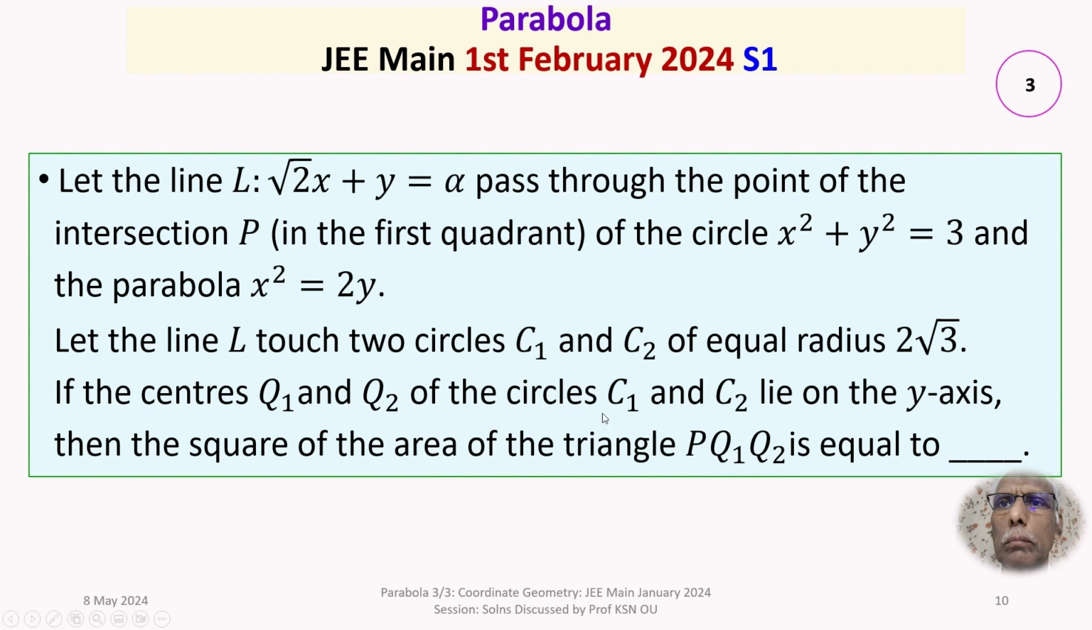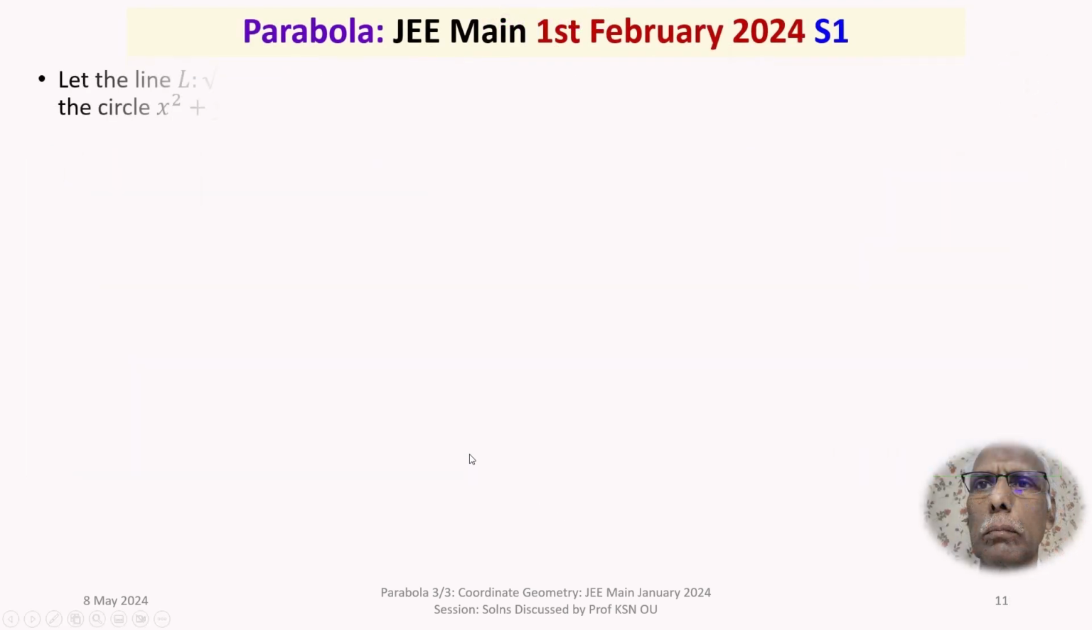Right. So we consider this as the first part, that is take the circle, take the parabola, find the point of intersection, that point of intersection which lies in the first quadrant, and that point P lies on that line L, and find L. So in the first part you find P, you find L. After finding L, take this second part, right? Then you consider the triangle. Then find out the square of the area. Let's now discuss the solution of this problem in detail.